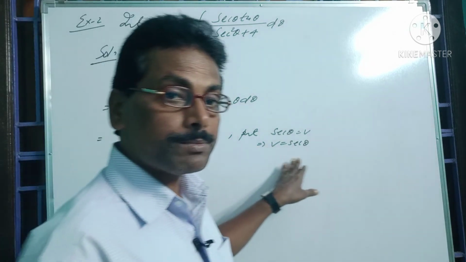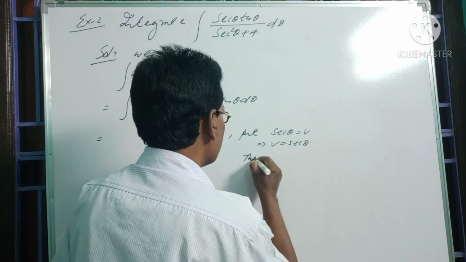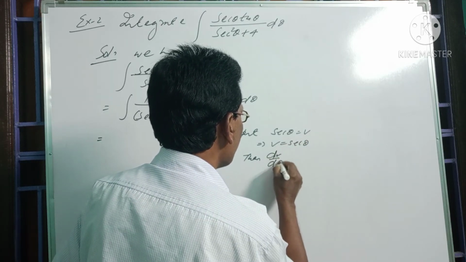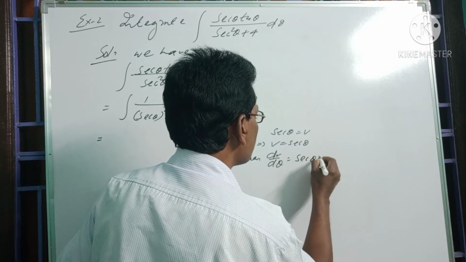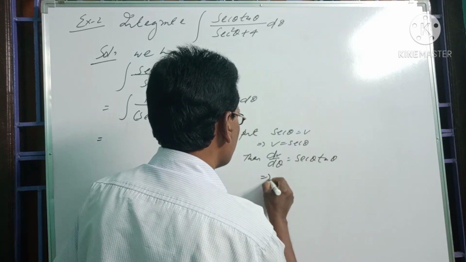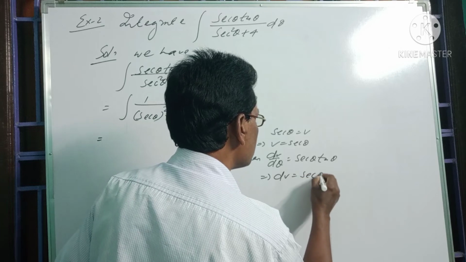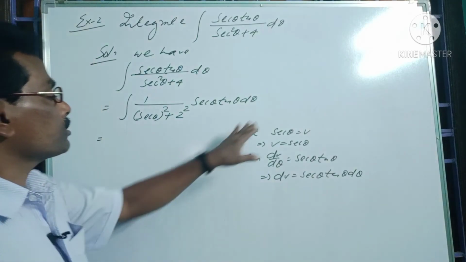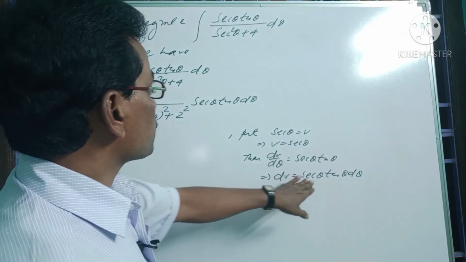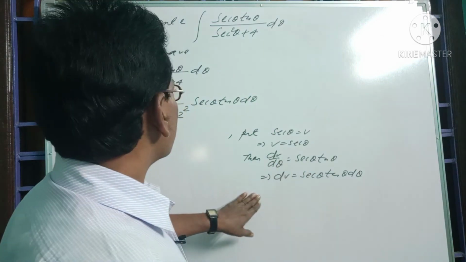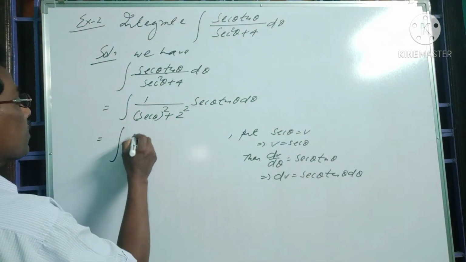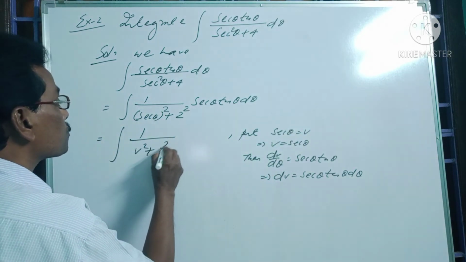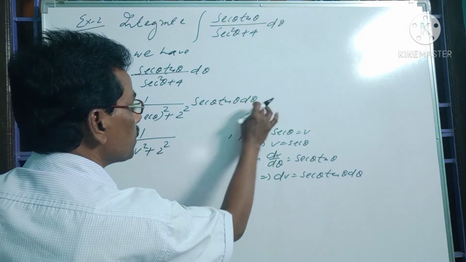So differentiating v with respect to theta, it will give us dv by d theta is equal to sec theta tan theta. So again simplifying, we have dv is equal to sec theta tan theta d theta. So after substitution and differentiation we got sec theta tan theta d theta is equal to dv. So substituting in the integral, we have integration of 1 by v square plus 2 square, and in place of sec theta tan theta d theta we have dv.